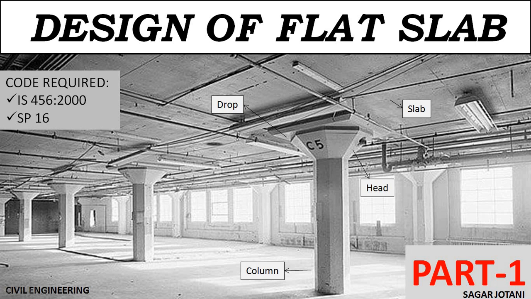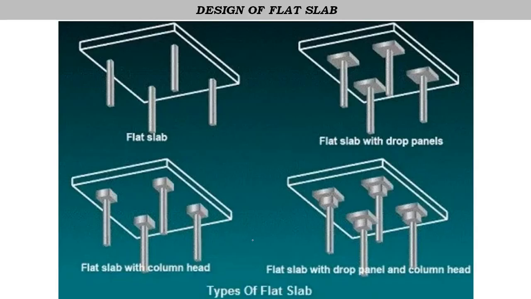So the codal provisions, or the codes required for the design of the flat slab, are IS 456 2000 and SP 16. Here you can see the different kinds of slab. Figure 1 shows the type of flat slab without drop and head. The second figure shows with drop without head. The third figure shows without drop with head, and the fourth figure shows with drop and head flat slab.